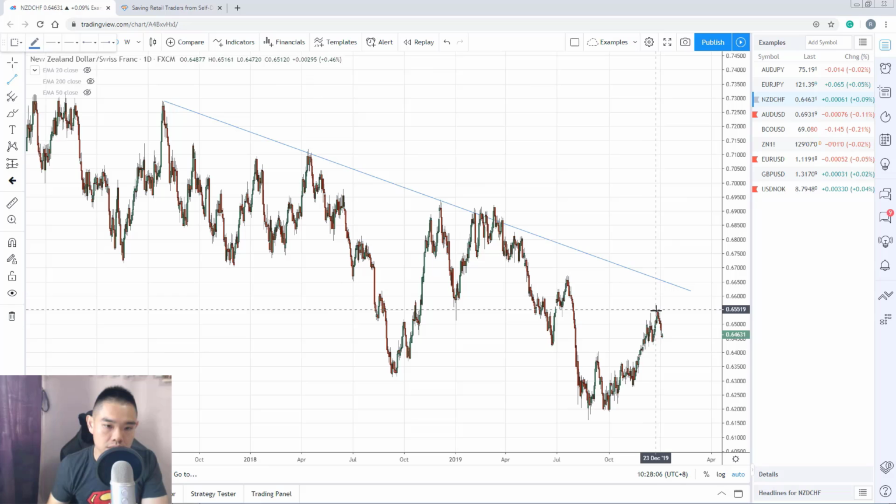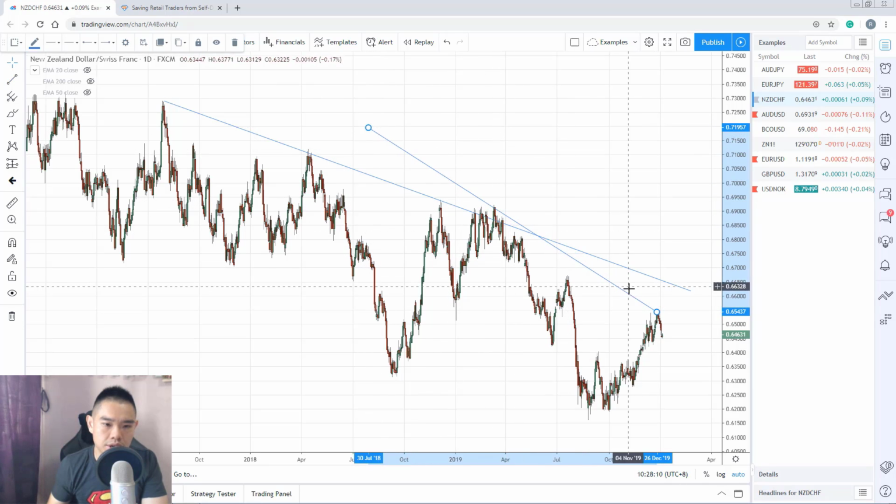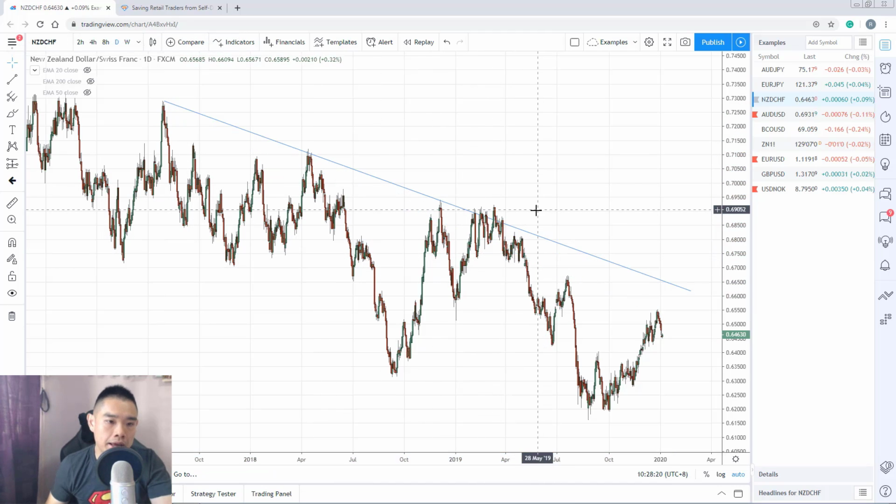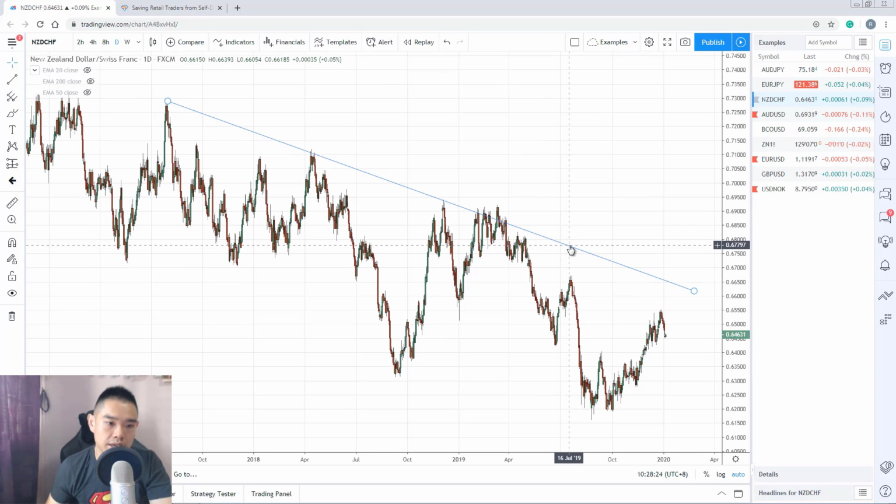If you want to draw this, I only have 1 touch here and 2 here. If I were to connect this one here in this manner, you can see that there are a lot of invalidation points that disrupt this trend line. So I'll remove this and keep this trend line here at this point in time for this chart. And this will be the trend line I will reference from.